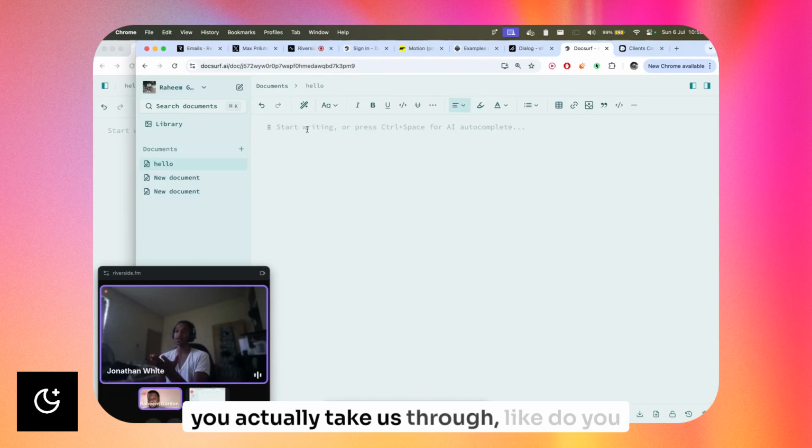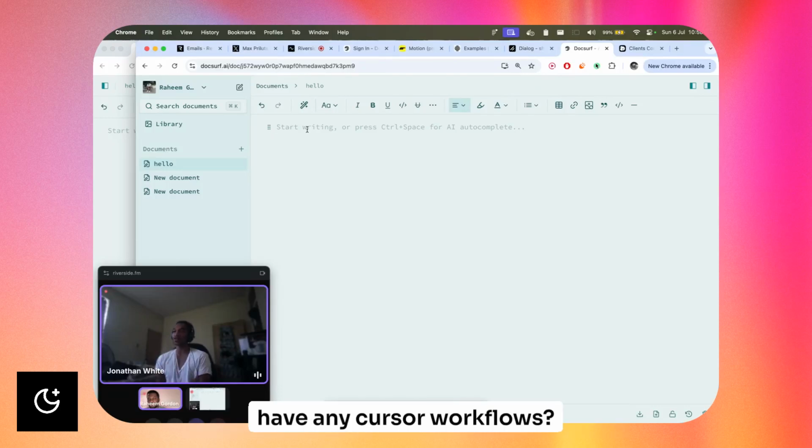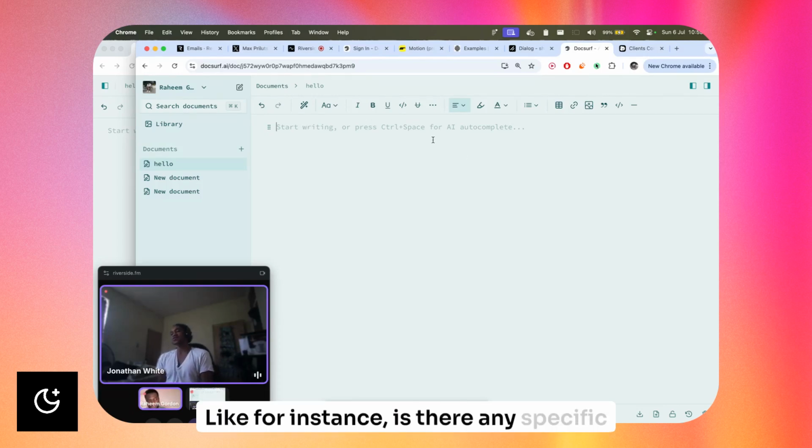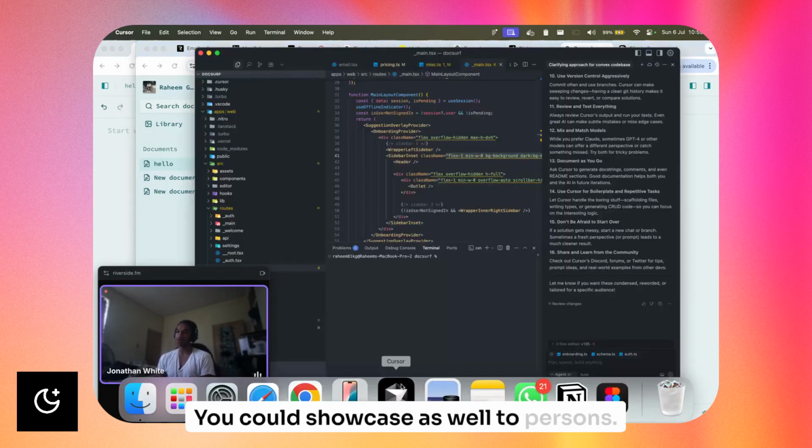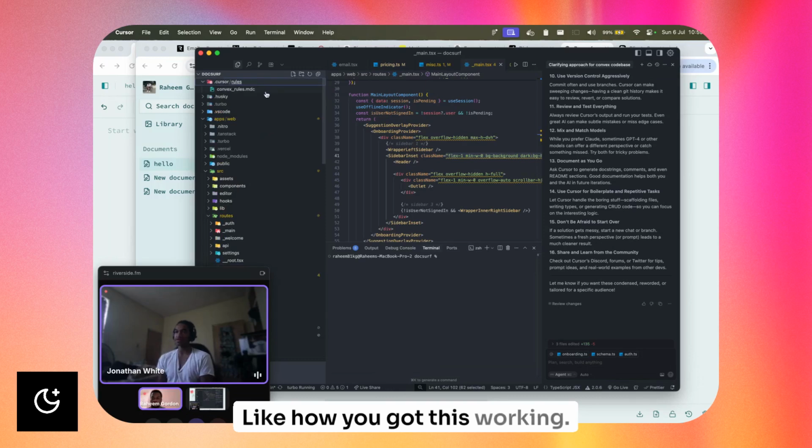Could you take us through, because you showcased Cursor earlier, do you have any Cursor workflows? What do you mean by workflow exactly? Is there any specific Cursor rules or any kind of prompting strategies that you use within Cursor that you could showcase to the viewers, like how you got this working?